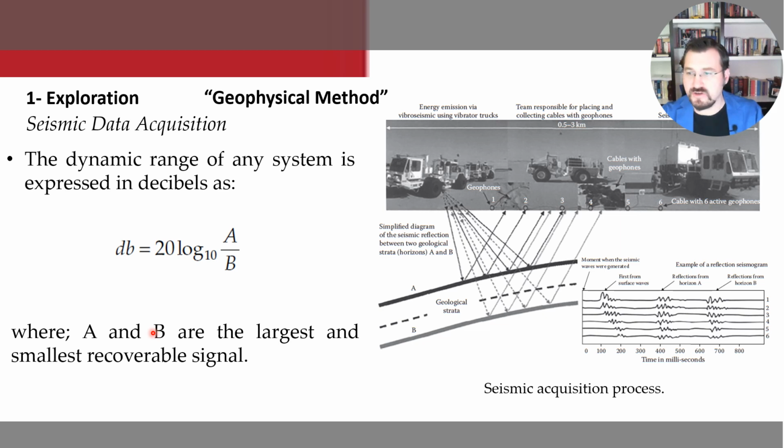Before the digital recording, the signals pass through an analog to digital converter. The graph that records geophone or hydrophone vibration is commonly called a trace. Don't forget this trace. The dynamic range of any system is expressed in decibels with the following formula: dB equals 20 times log10 of A divided by B. Here A and B are the largest and smallest recoverable signal, and when you take the log of the ratio of these two and multiply by 20, it gives you the decibel.